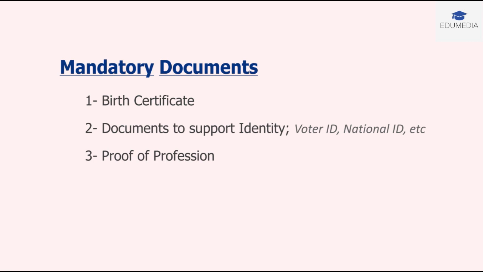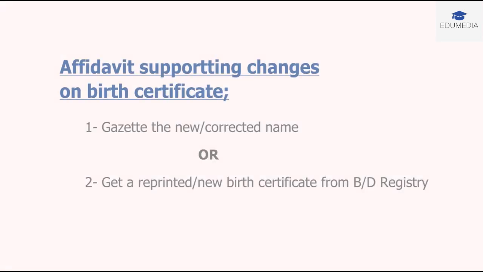Another very important topic is the issue of affidavit. When you add, remove or change your name which is supported by an affidavit, the next step for you before you can use the birth certificate for the passport is to gazette the new name or go to the births and deaths registry to effect the change onto the birth certificate and take a reprinted birth certificate. With all this out of the way, we can now start applying for our Ghanaian passport.